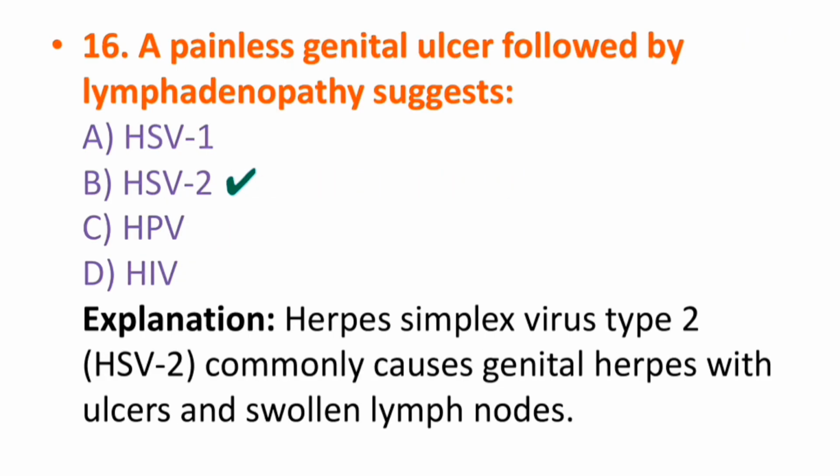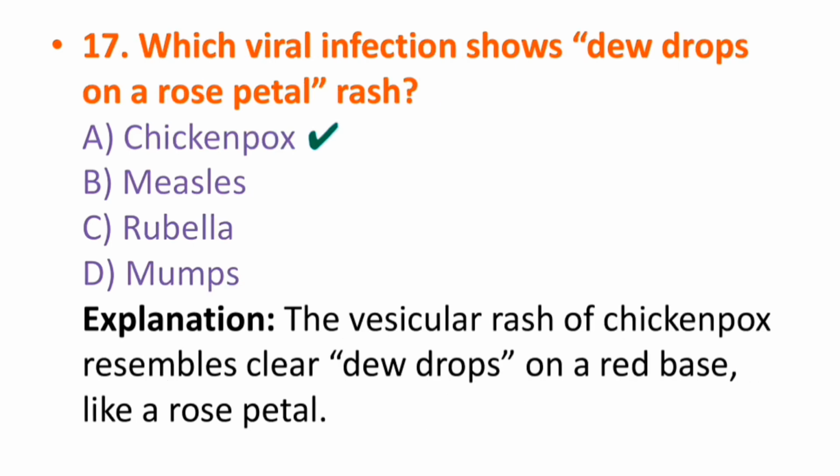A painless genital ulcer followed by lymphadenopathy suggests option A HSV-1, option B HSV-2, option C HPV, option D HIV. The correct answer is option B, herpes simplex virus type 2. It commonly causes genital herpes with ulcers and swollen lymph nodes.